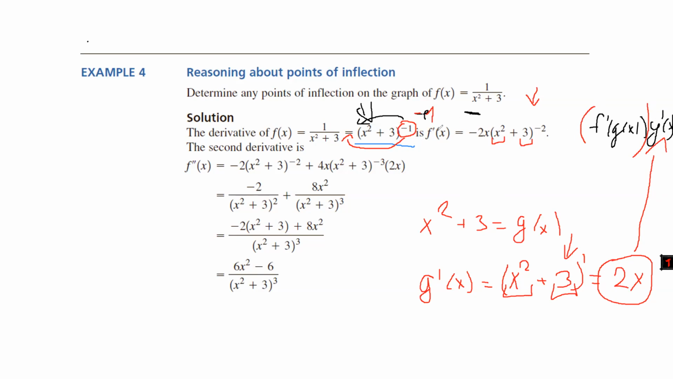And we have to multiply this by the derivative of what is inside. So please tell me, if f prime of g of x equals minus x squared plus 3 to the power -2, am I right? Times g prime of x.